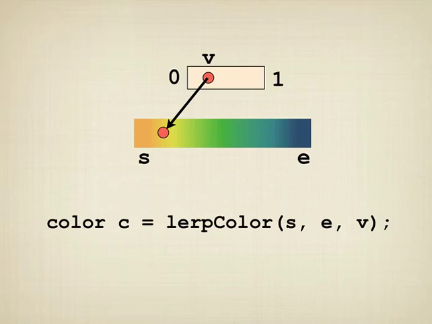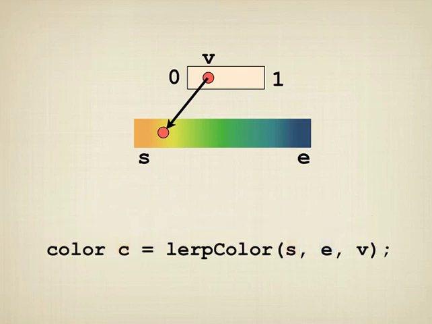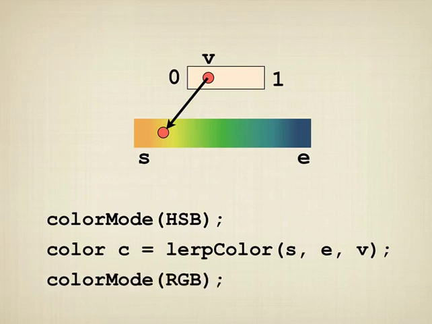Notice that the arguments are in just the same order that they are for lerp, only now S is a color and E is a color, and what comes out of lerpColor is also a color. The final argument to lerpColor, V, is still a floating point number as before. This is what we would do in RGB. Of course, as we saw, if we want to blend in HSB, first we call colorMode HSB, we do the call to lerpColor, and then I recommend coming right back to RGB. Let's see what these blended color ranges look like.